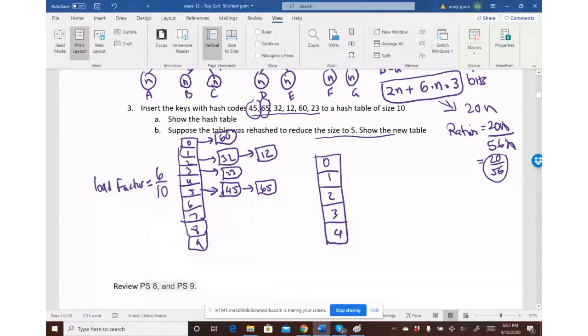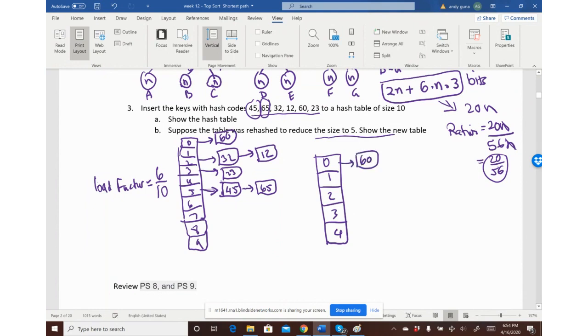Okay, now what we're going to do is mod 5. We have to assume that the hash codes are the same. So the hash codes are 60, 32. They might have keys or something, but let's just assume that the hash code and the key are the same thing here. Okay, so 60, if you mod with 5, still goes here.